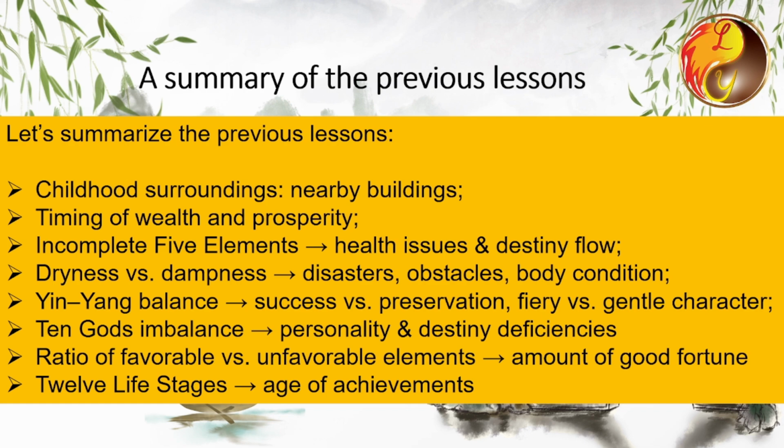You can also look at the ratio of favorable to unfavorable elements to see how much good fortune someone's working with overall. Basically, how easy or hard life might feel for them. And finally, the 12 life stages. This helps you figure out when things will really happen, like what ages or periods of life are best for big achievements or breakthroughs. Now let's open a Bazi chart and take a look.